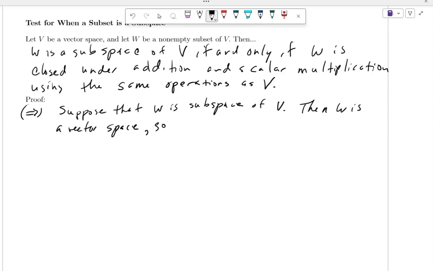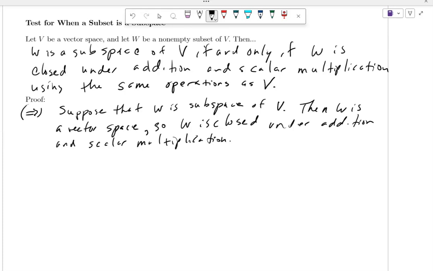So W is closed under addition and scalar multiplication. Okay. That's it. That was the whole proof for that direction. It's just by definition. If I say it's a vector space, then it already satisfies those things. Okay. So let's go the other direction, which has a little bit more meat, but we've already talked through it.